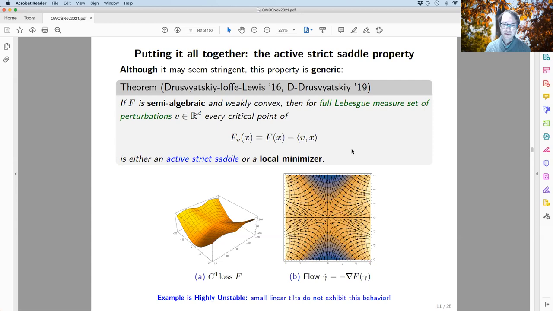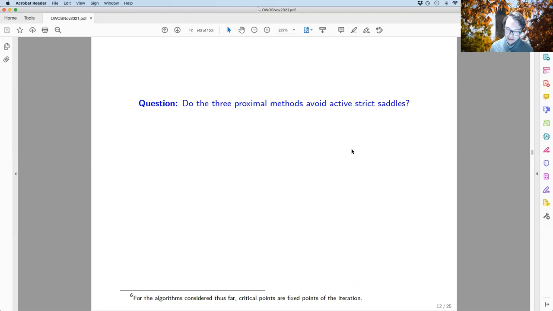Okay. So now that we know that the property exists and happens for a variety of problems, the natural question then is, how do algorithms avoid these properties? And so the algorithms that we're going to consider are those three that I showed in that table at the beginning. These are proximal algorithms. And the question is, do these avoid active strict saddles? Our strategy is going to borrow the exact argument from the smooth setting, but we have to be very careful in order to extend it to our setting.